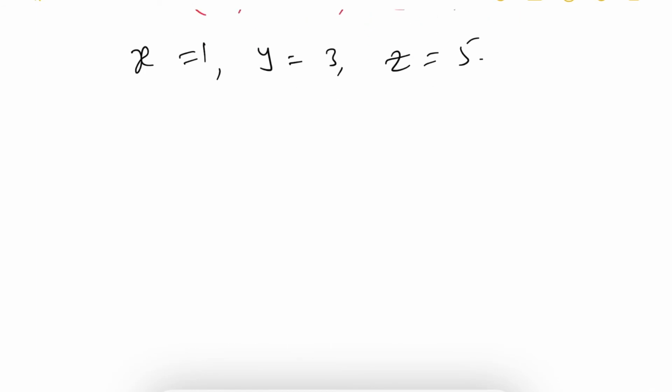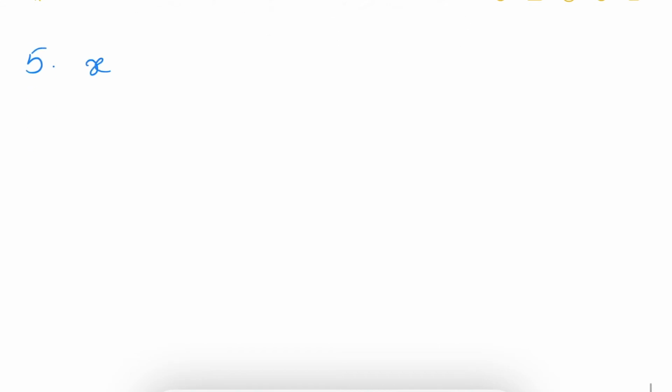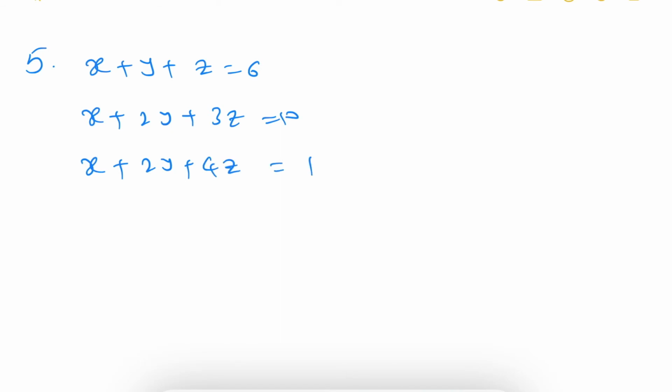Okay, let us check the next question, the fifth question. The fifth one is x plus y plus z is equal to 6. And next will be x plus 2y plus 3z is equal to 10. And then the last one will be x plus 2y plus 4z is equal to 1.